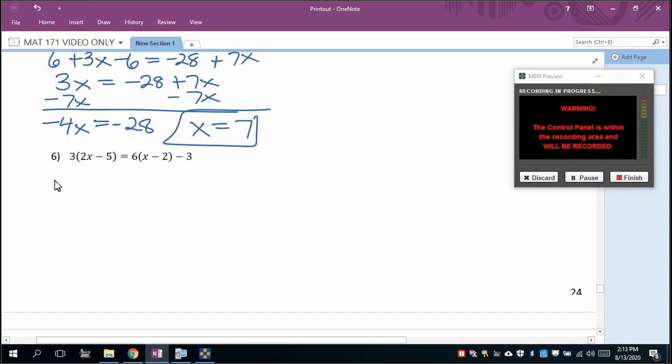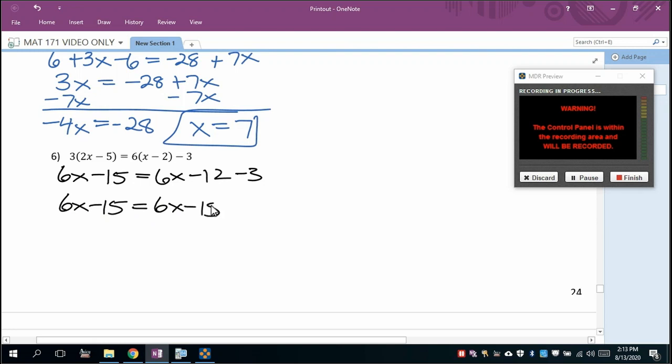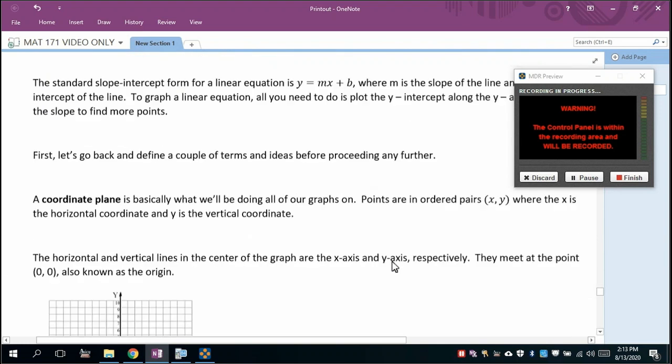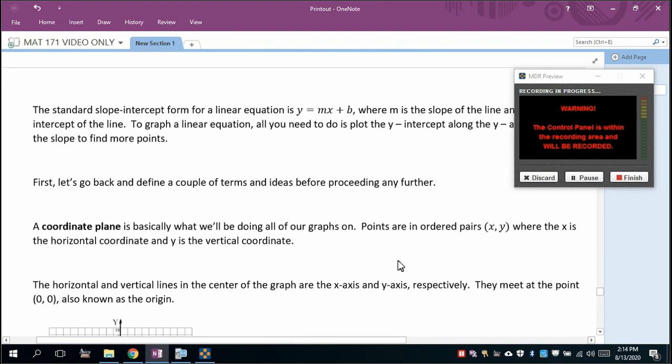Now, for this last equation that we want to solve, we'll have 6x minus 15 equal to 6x minus 12 minus 3. 6x minus 15 equals 6x minus 15. Now, basically, what will happen here, 0 equals 0, this is infinite solutions. Now, we're going to see that when we get into quadratic systems of equations in the sixth and final unit.